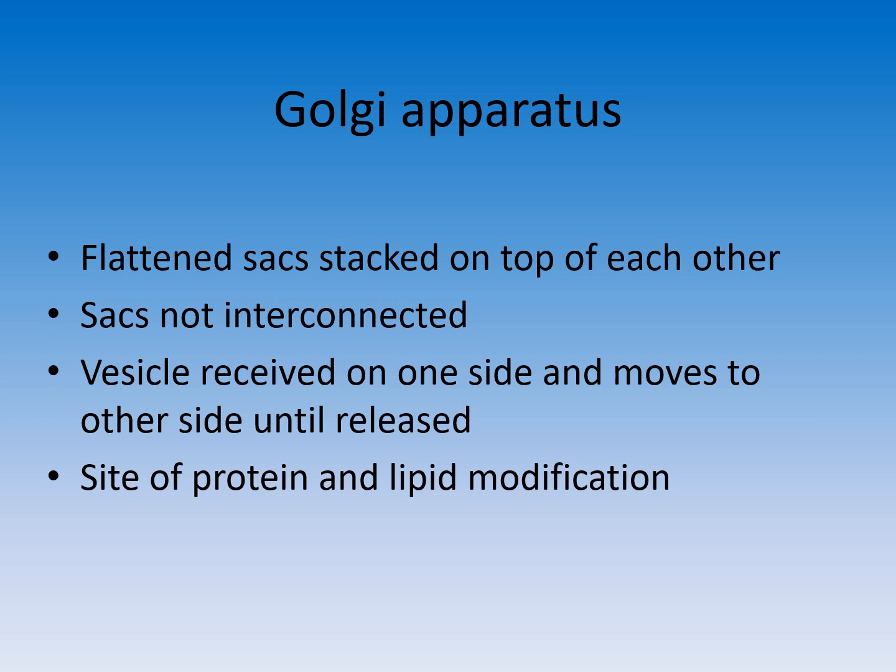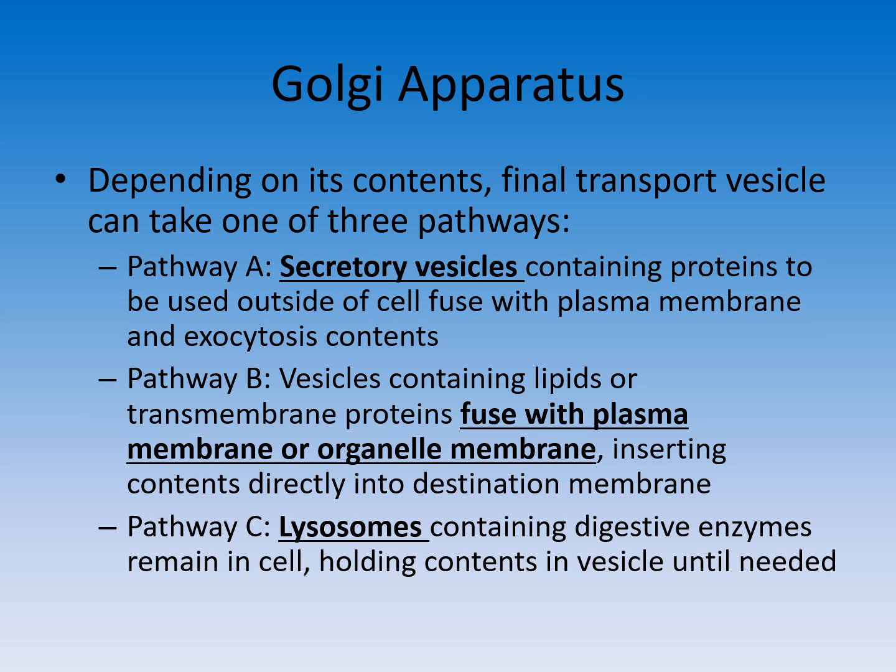While the vesicle is passing through, it's going to be modified. So this is where you have modifications occurring on the protein. You may be sticking a sugar on it. You might be putting a lipid on it. And then the final transport vesicle is going to be taken. The majority of them, what's going to happen is pathway A, where the vesicle containing that modified protein is going to be moved to the plasma membrane and exocytosis occurs.